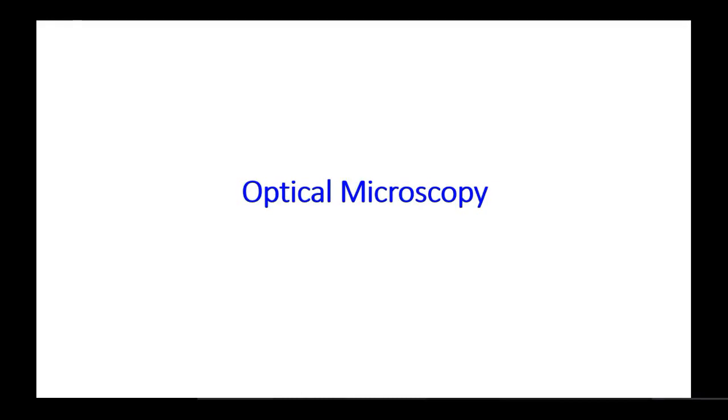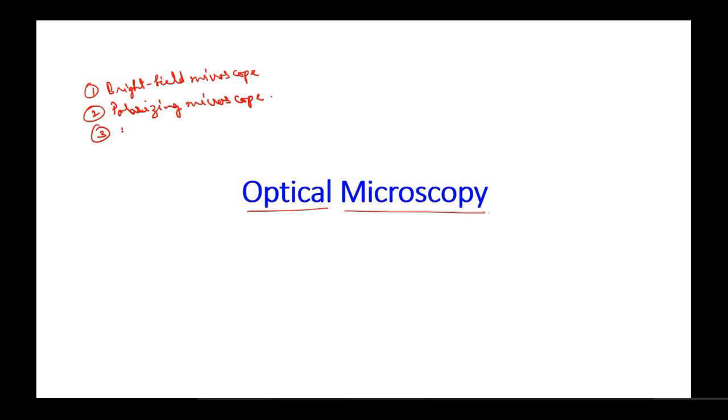Good afternoon, everyone. In our last class, we have been discussing optical microscopy. We have started our lecture on optical microscopy, and we have discussed the different types of microscopes. First, we discussed the bright field microscope. We had also briefly discussed the polarizing microscope. We have discussed dark field microscopy, and we have talked about several other types of microscopes.